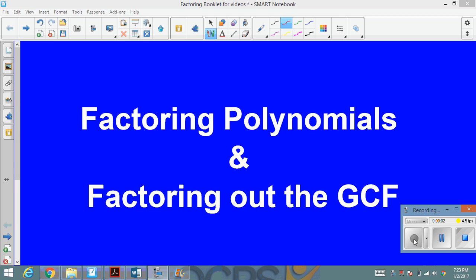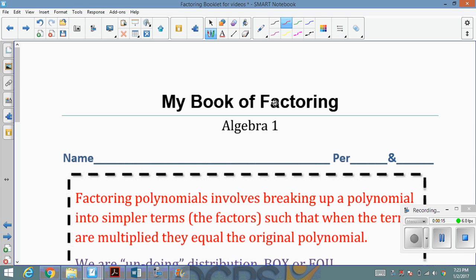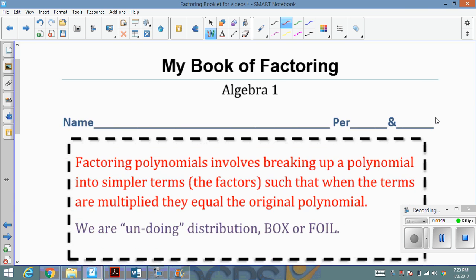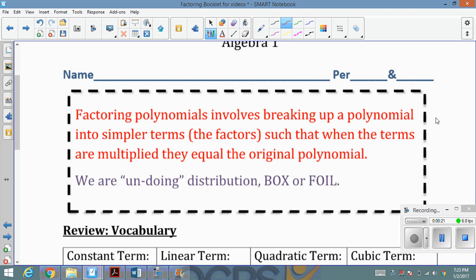In this video, we are going to go over some general definitions for factoring polynomials and also talk about our first method, which is factoring out the greatest common factor, or the GCF. You will be taking your notes in your book of factoring, starting on page 1. We're just going to define what factoring polynomials means.